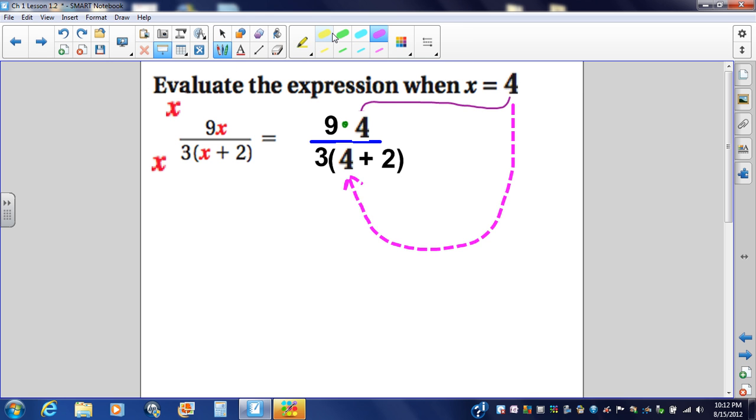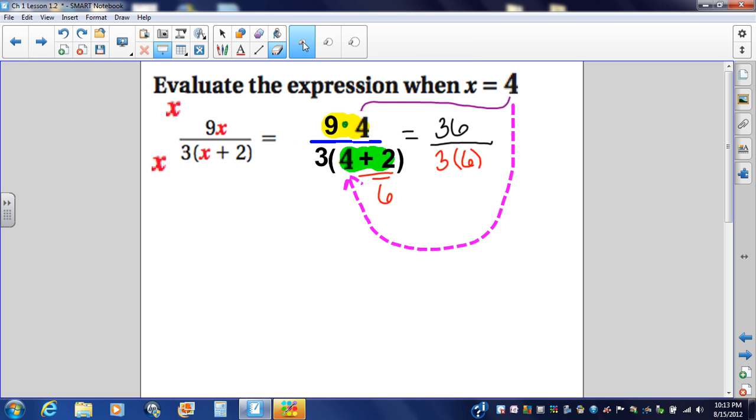Let's do the top. 9 times 4 should give us 36. On the bottom, let's do what's inside the parentheses first. So 4 plus 2 gives us 6. When the 3 is touching the 6, that means to multiply. So I'll do 3 times 6, which gives me 18.